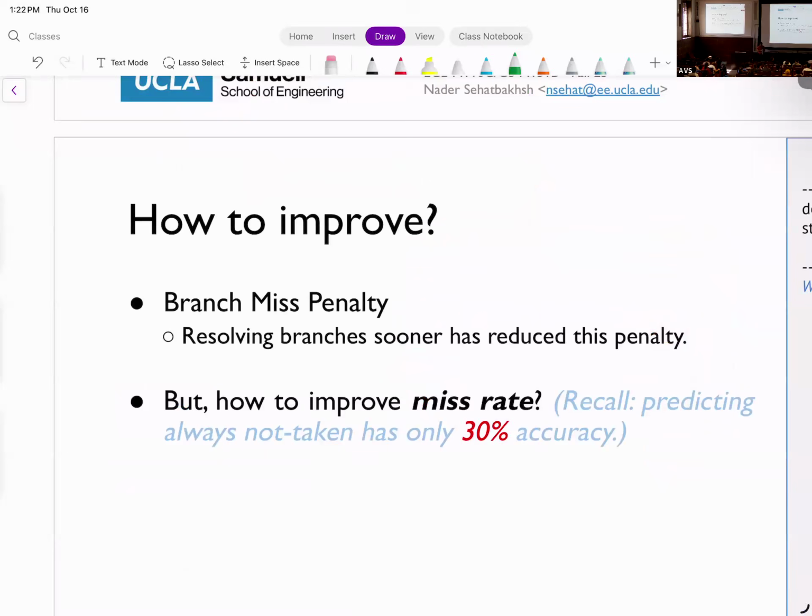Okay, so we understand how to reduce the miss penalty, but our branch accuracy is terrible at the moment, right? For actual branches it's only 30%. For all the instructions together it's only 86%. Modern processors have branch predictors that are like 95, 98, 96, 97% accurate in regular benchmarks. In some other benchmarks, it's not. So how do we get there?